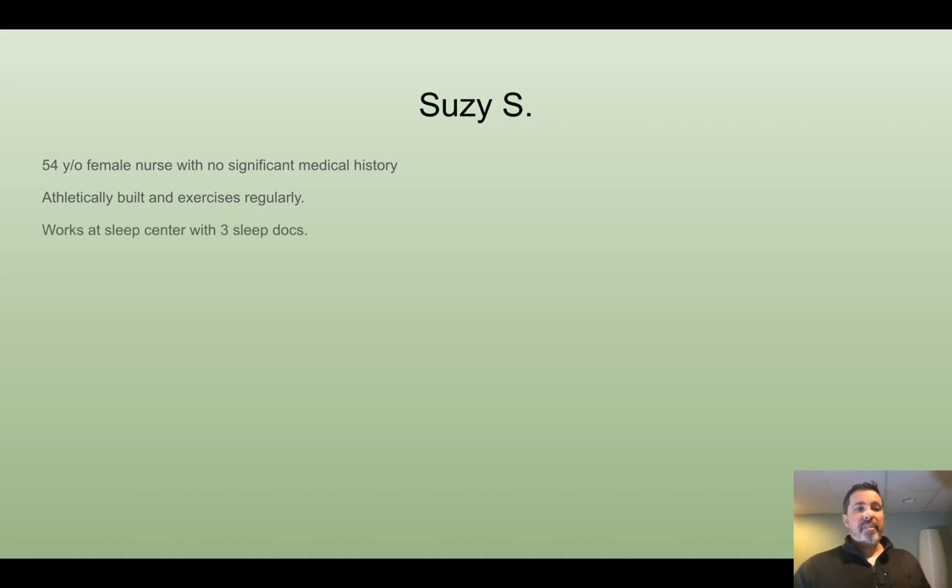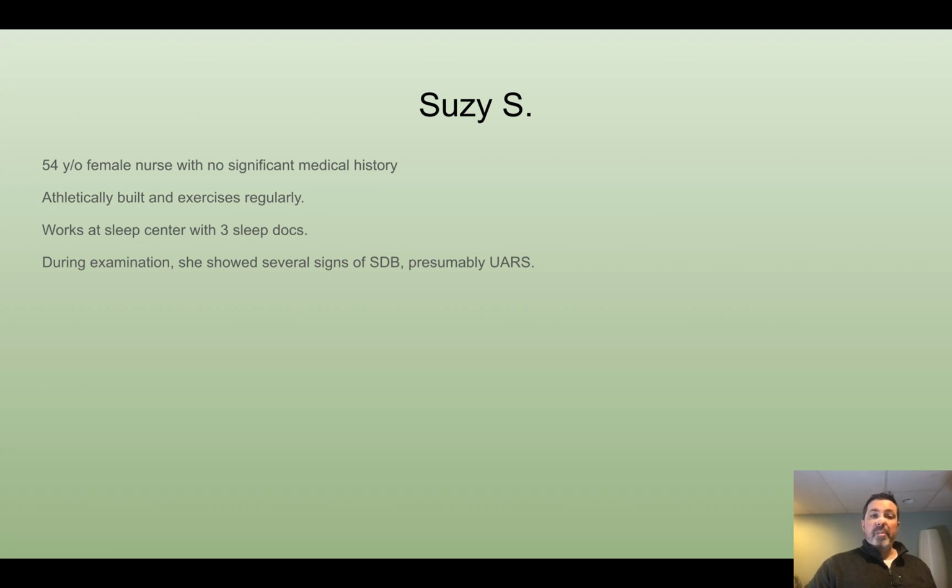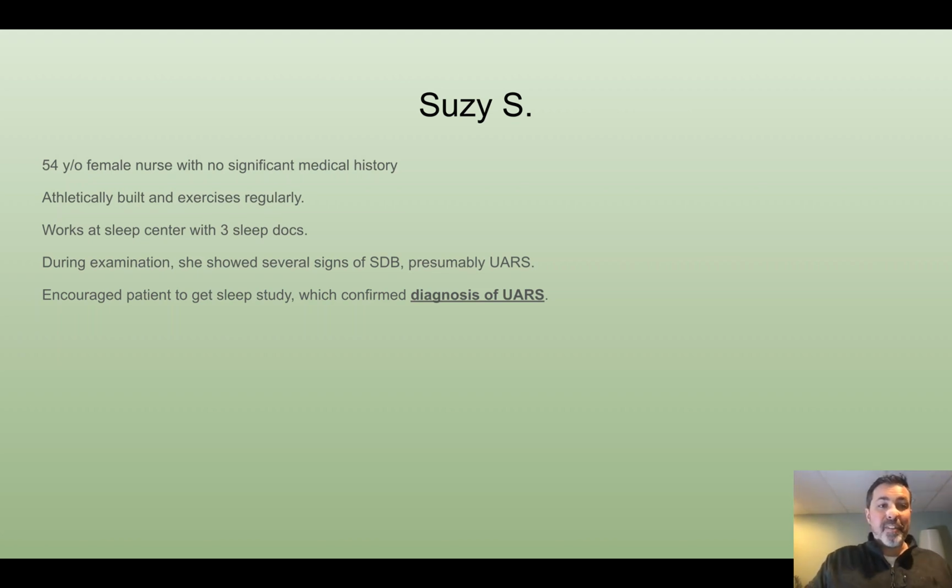Again, she works at a sleep center with 3 sleep docs. She's been there for over 10 years. During her examination, she showed signs of sleep disorder breathing, presumably upper airway resistance syndrome. Again, the topic of today's conversation isn't so much about what UARS is and how to treat it. That's where our ENT colleagues come in, but we can screen for it. So we saw the signs and symptoms. We educated the patient. We tried not to be too abrasive from the fact that she's a nurse in a sleep center, and we encouraged the patient to get a sleep study, which then confirmed the diagnosis of UARS.